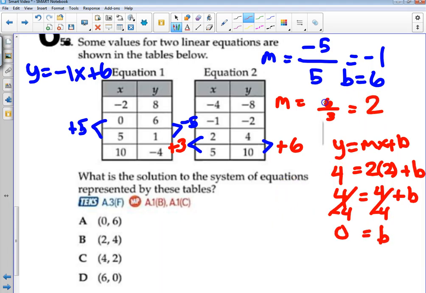So my other equation is going to be y equals 2x. And then you don't have to put the plus 0. And then the last part about this is you just need to graph it.